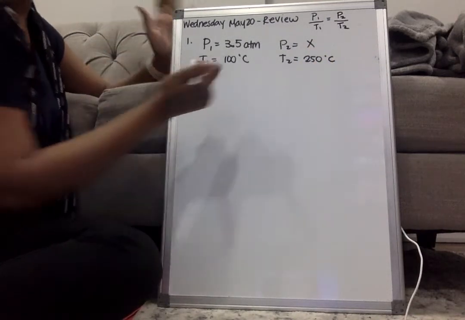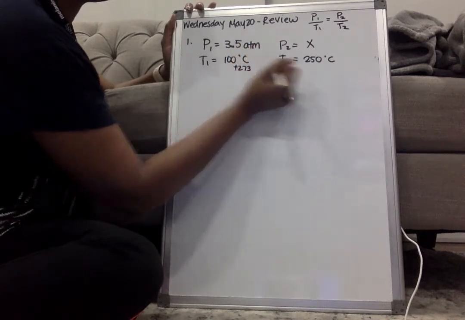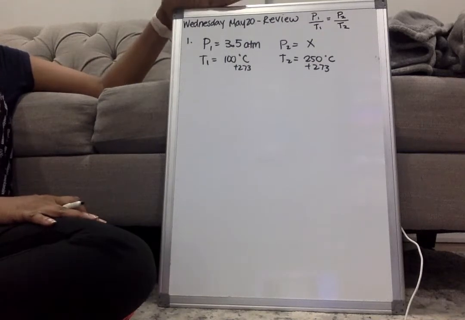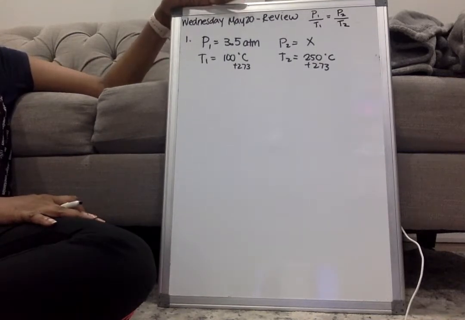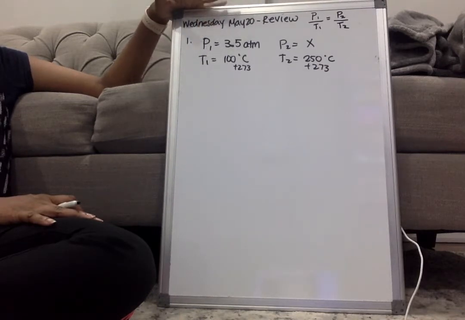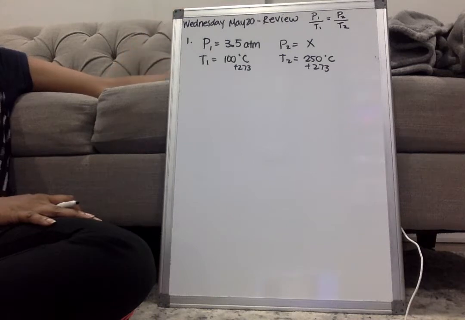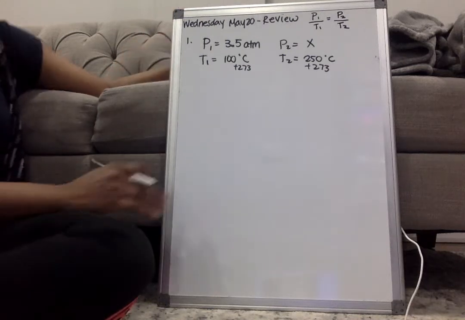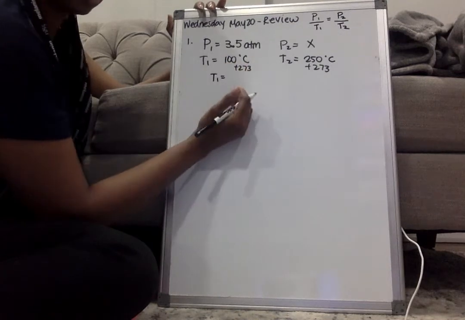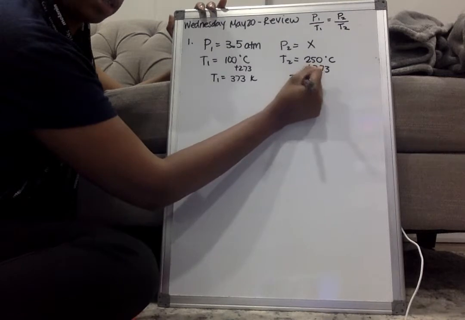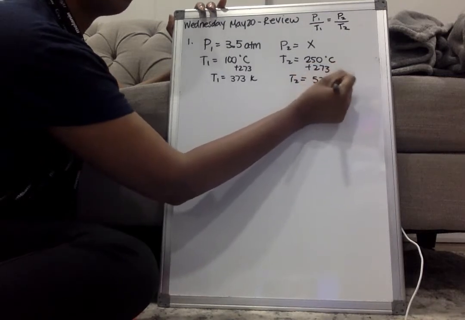Again, we have to add 273 to convert the temperature to Kelvin. The reason we change it to Kelvin is because we don't want any negative values in the gas laws. We could have negative 5 degrees Celsius and then our answer in the end is going to be negative, and we can't have any negatives. So that's why we convert to Kelvin. Now T1 is 373 Kelvin and T2 is 523 Kelvin.